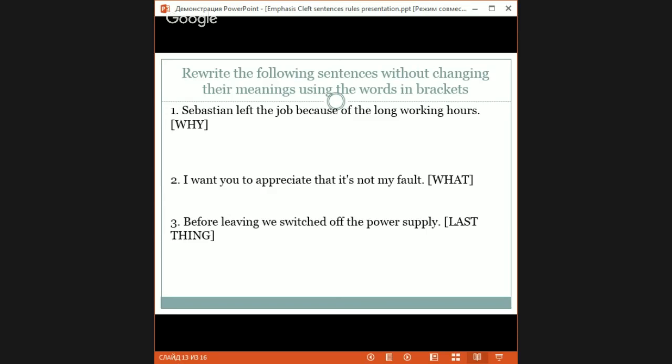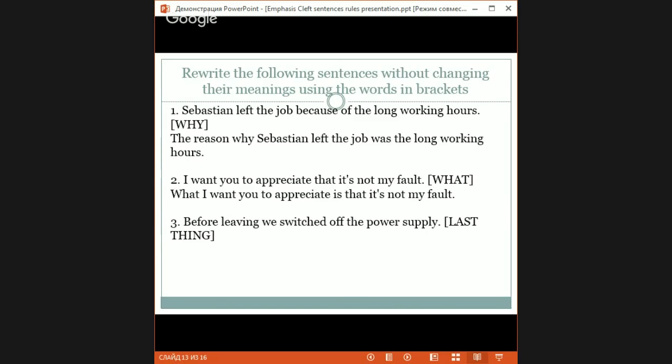So, Sebastian left the job because of the long working hours. Didn't we have just that? Okay. The reason why Sebastian left the job was the long working hours. I want you to appreciate that it's not my fault. What I want you to appreciate is that it's not my fault. Before leaving, we switched off the power supply. The last thing we did before leaving was switch off the power supply.